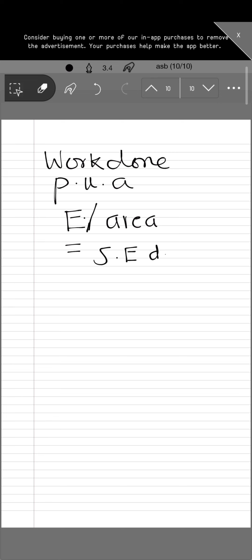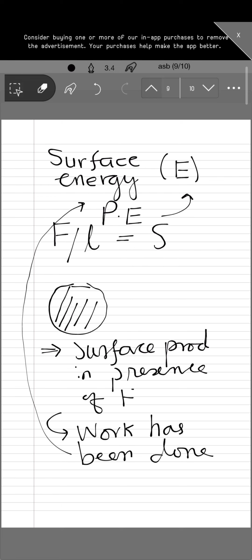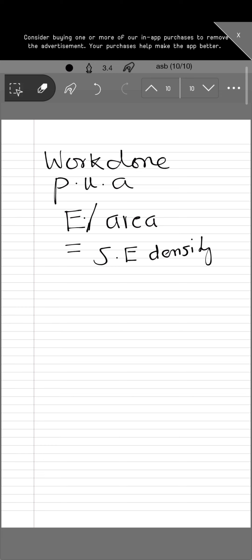In fact, the E is not the surface energy as we have discussed here. This is actually the surface energy density, not the surface energy alone. And it can also be seen that the surface tension is equal to the surface energy density at T equal to 0. So this is the basic concept.